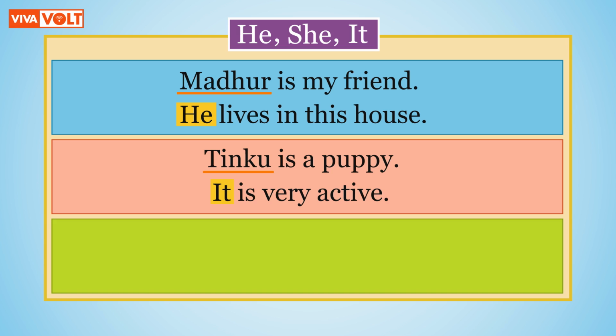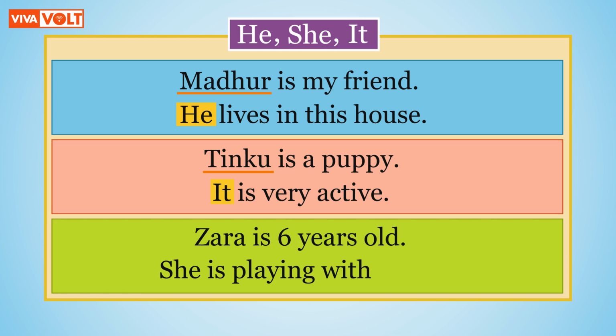Next one. Zara is 6 years old. She is playing with a doll. In the second sentence, the word she stands for Zara. In all these sentences, we use pronouns to replace naming words so that we do not have to repeat them. We just learned about the pronouns he, she, and it.